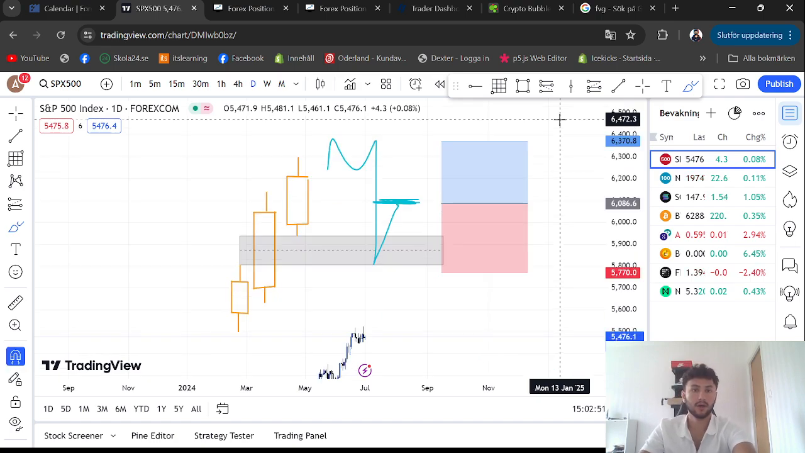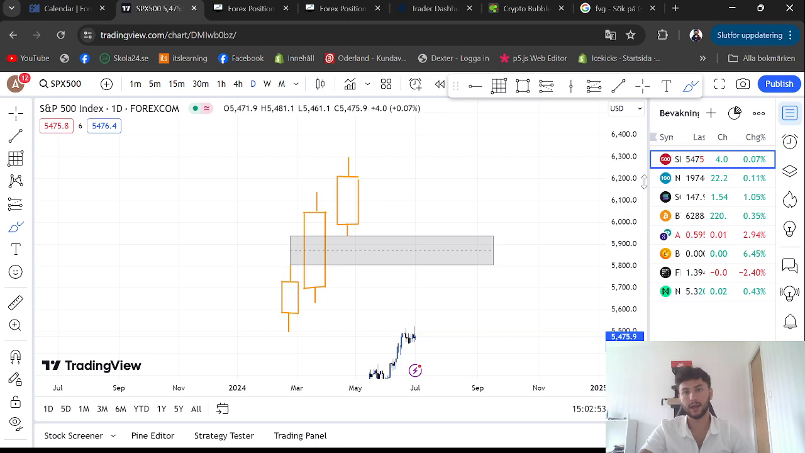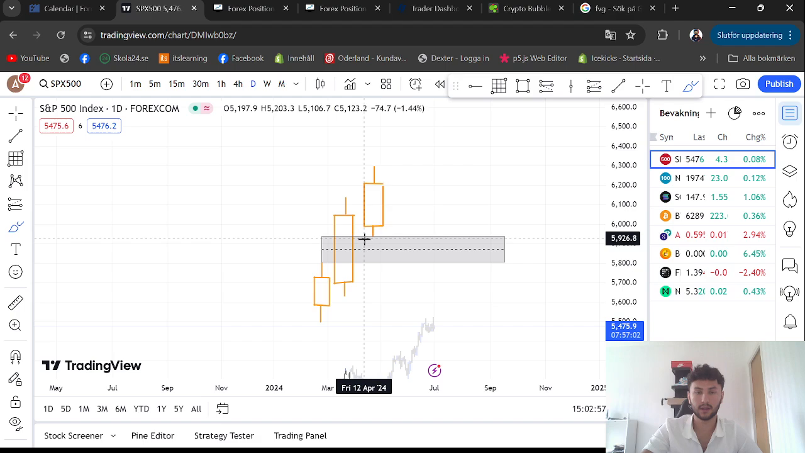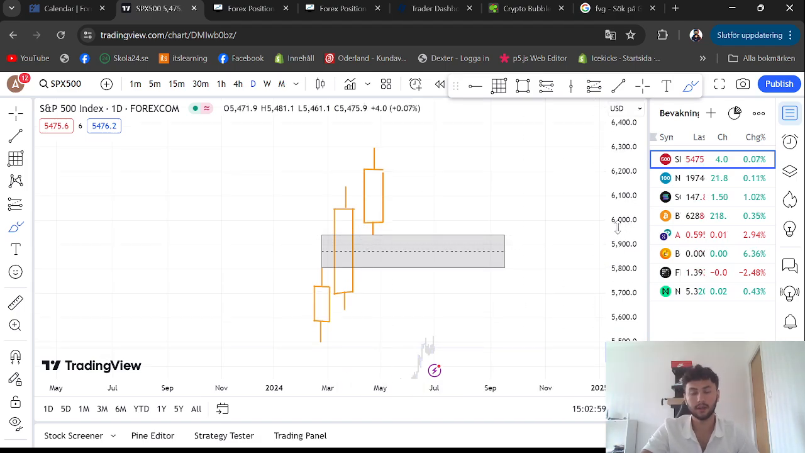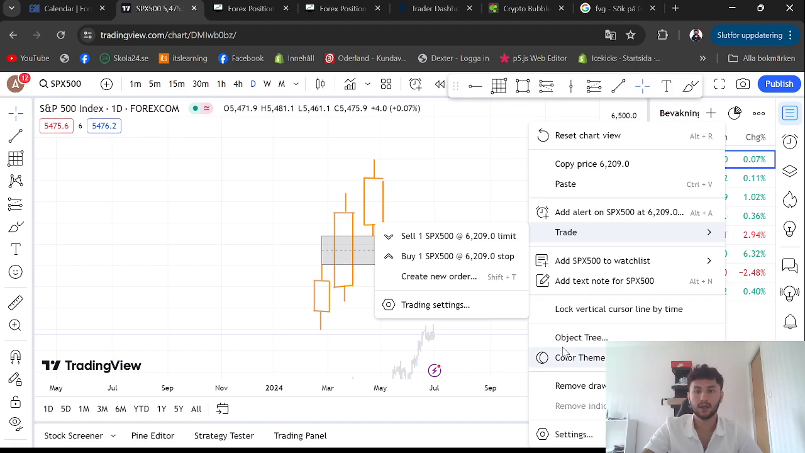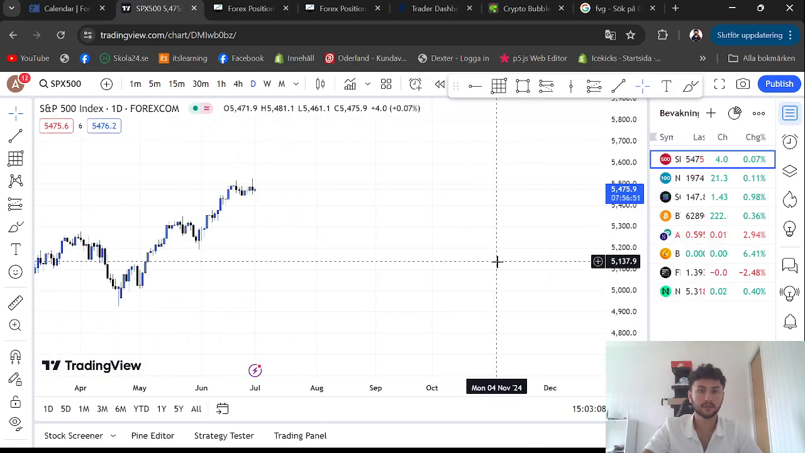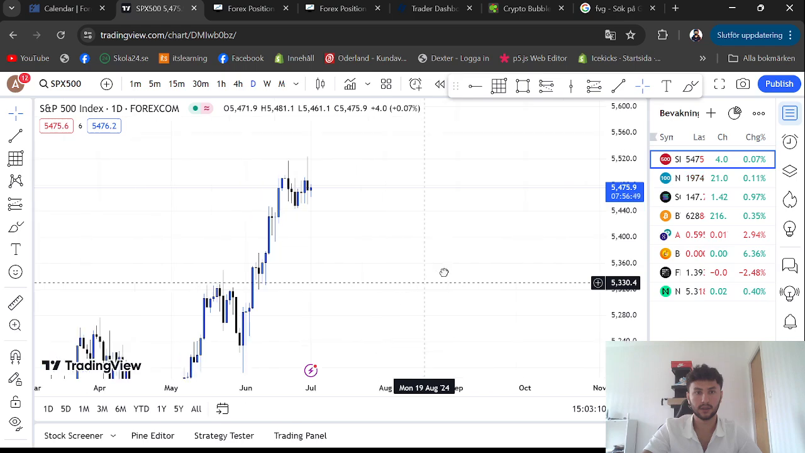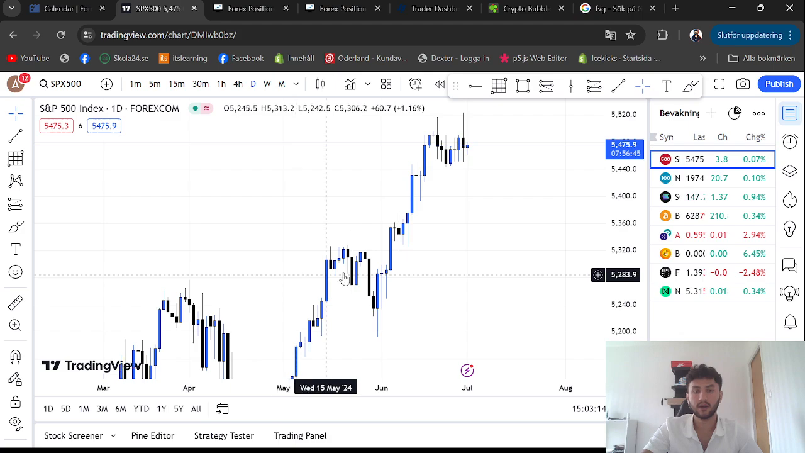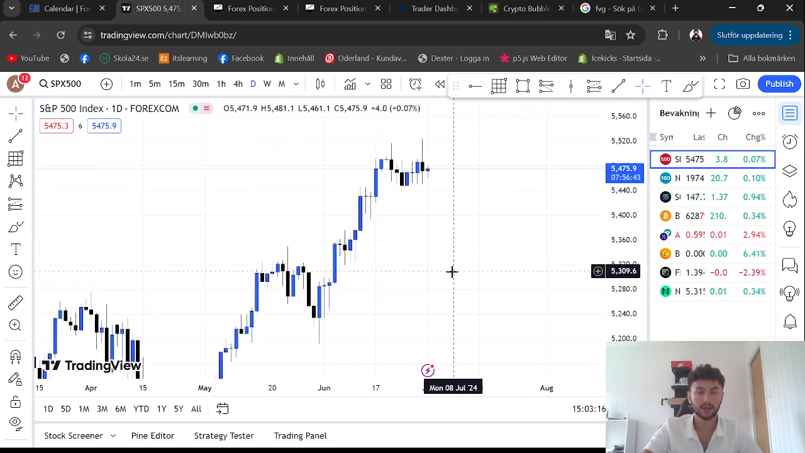But now you know how to mark a fair value gap. We mark it from the top of this candle to the bottom of that candle. And keep this in mind that the price is always going to draw into a fair value gap. Now let's open the chart. Let me show you guys a few examples on the chart. So we are currently on the daily time frame, and I can already see a lot of fair value gaps over here on the daily time frame.